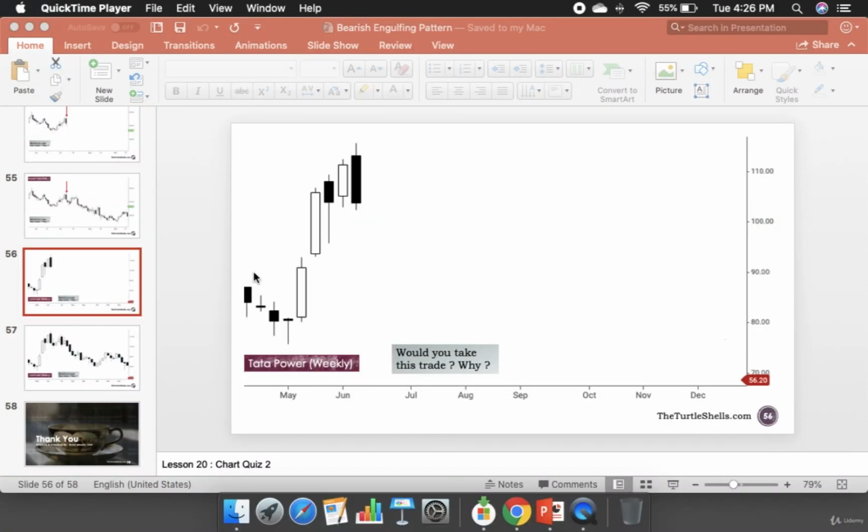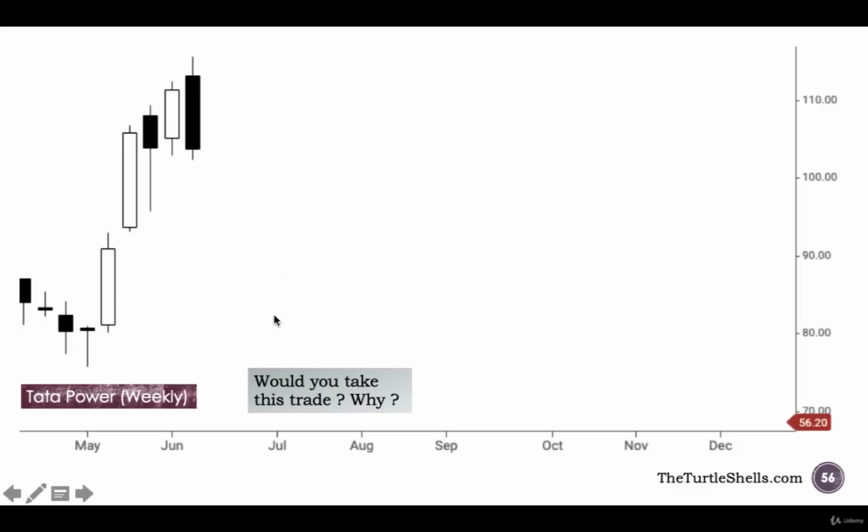Alright, now let us have a look at another quiz question. So this time I am taking a weekly chart. So this is a weekly chart of Tata Power. Would you take this trade and why? And if you would take this trade, why would you take this trade? If you would not take this trade, why would you not take this trade? So that's the latest candle. That's all the information that you have here. So pause the video, think about it, come back to it, let's discuss it, okay?